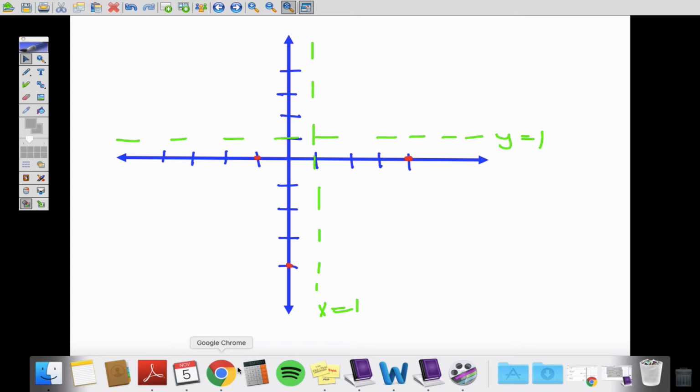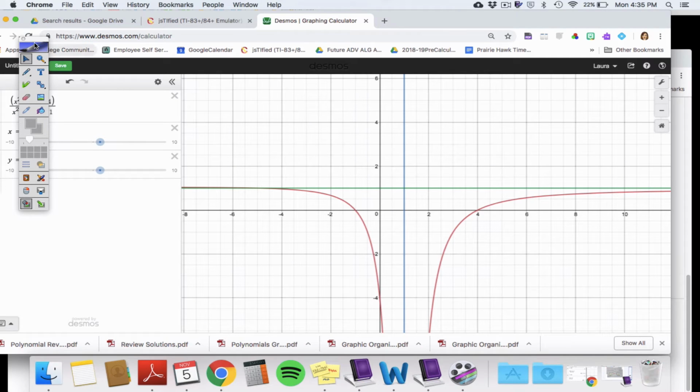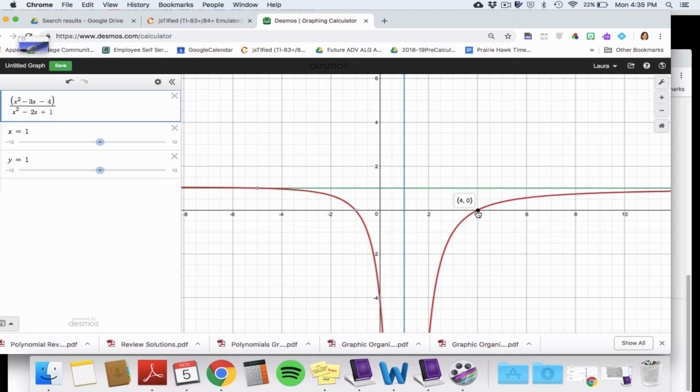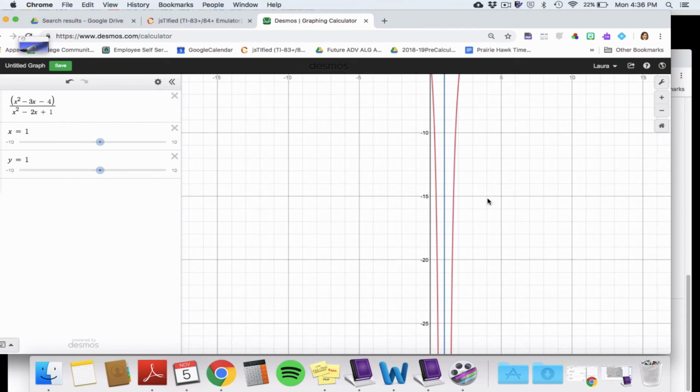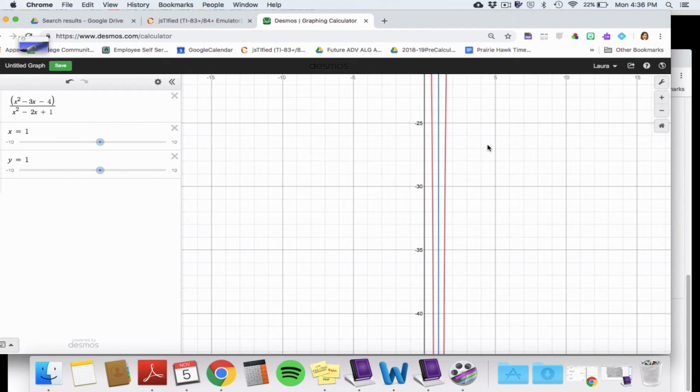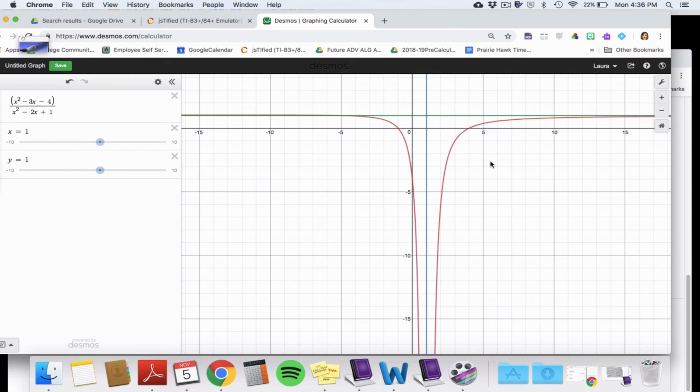So I have a couple of things I'm going to show you. The first one is on Desmos, just because it's easier to see. And here I graphed the original function, and we can see our x-intercepts at 4 and -1. That's what we found. Our y-intercept is at -4. And then I actually graphed the asymptotes that we found. We found a vertical asymptote at 1, so we can see that this function in red approaches it, but never actually touches it. It just gets closer to it.